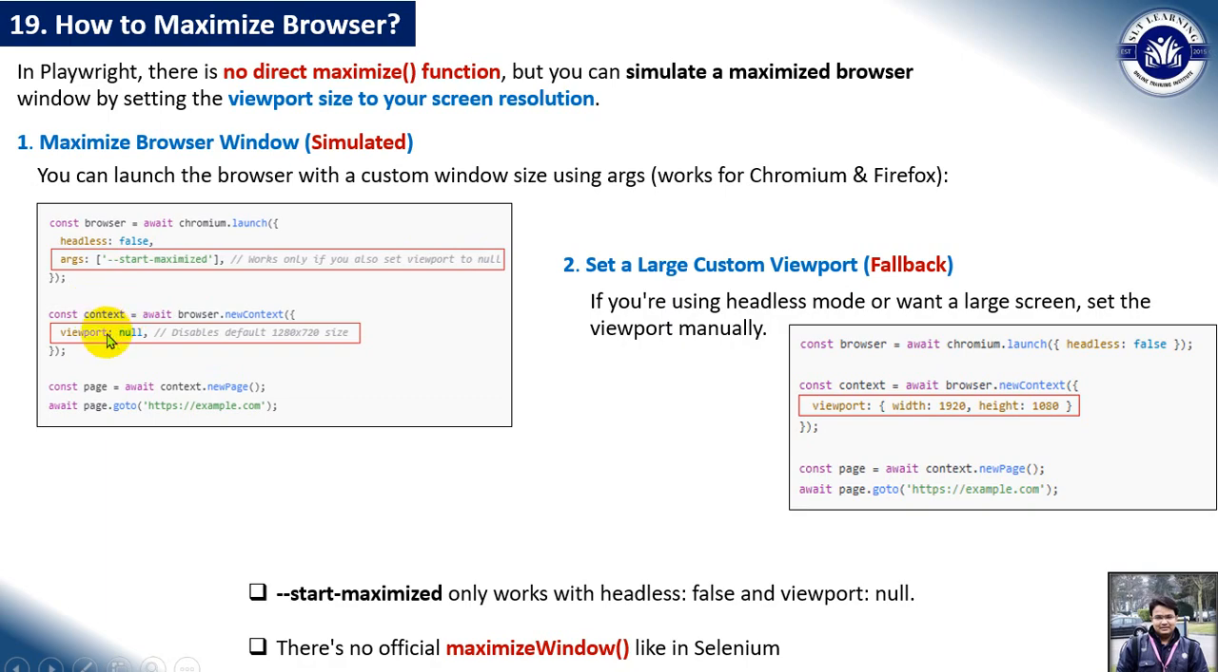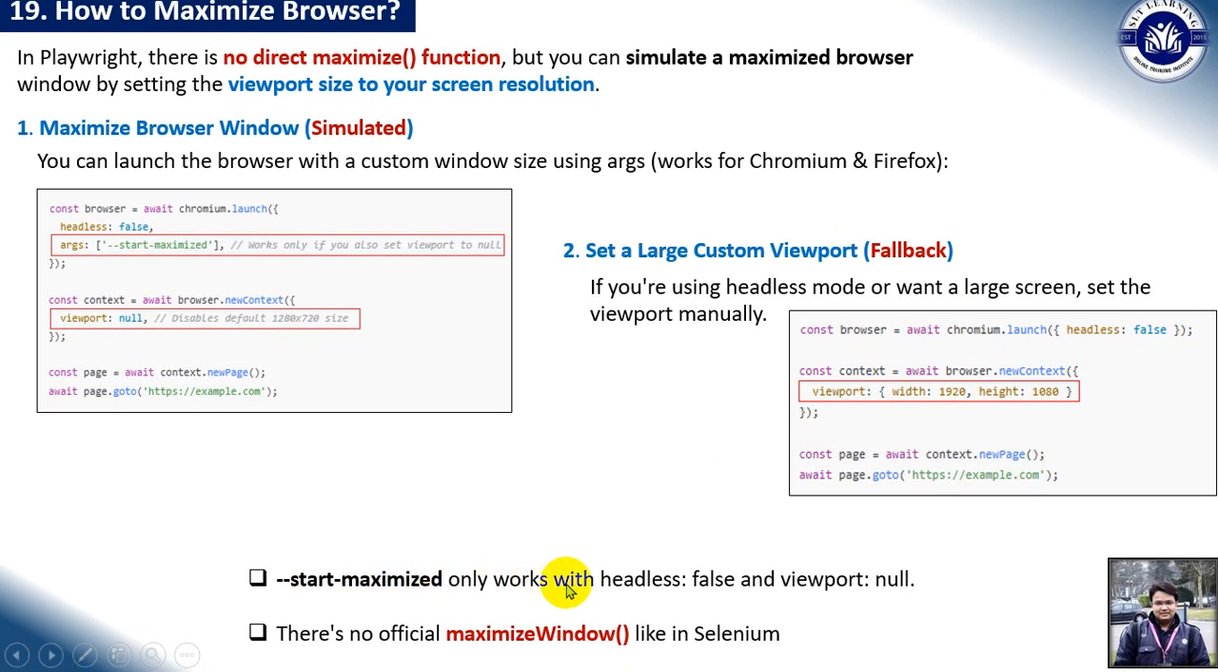Once you have set the viewport to null, that will disable the default size of the browser, and then you can perform these two operations. So always make sure the argument is set and the viewport is null if you want to use the default. Now if you want to set the width and height, instead of null you can put the viewport, and other things will remain the same, okay.